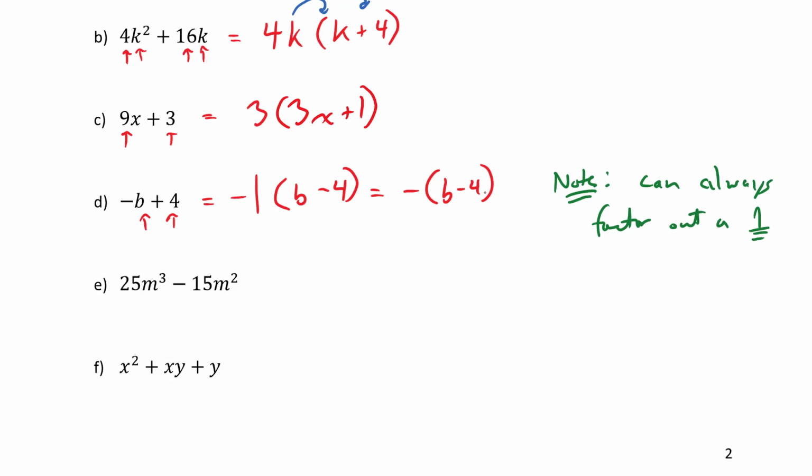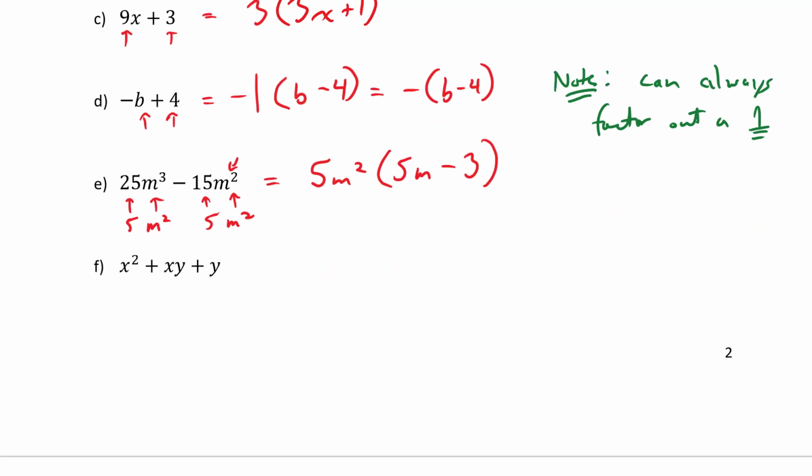What about the next one? 25m cubed minus 15m squared. So I can pull a 5 out of this one. And here, I have m cubed and m squared. I can pull only an m squared out of both of them. Why? Because this one is only squared, not cubed. So I can pull a 5m squared out. I take 5 away from 25. I get 5 remaining. I take m squared away from m cubed. I have a single m remaining. Subtraction symbol there. 15 divided by 5. I have 3 remaining. And that's it.